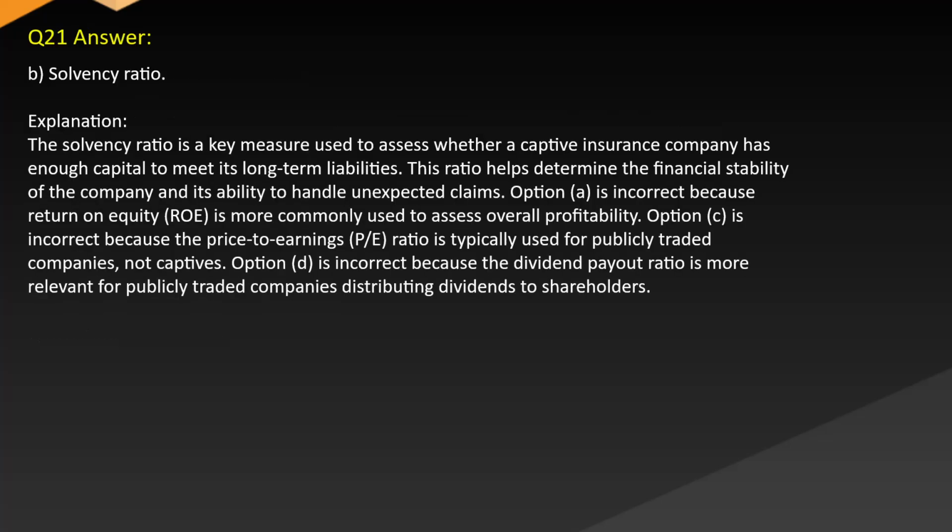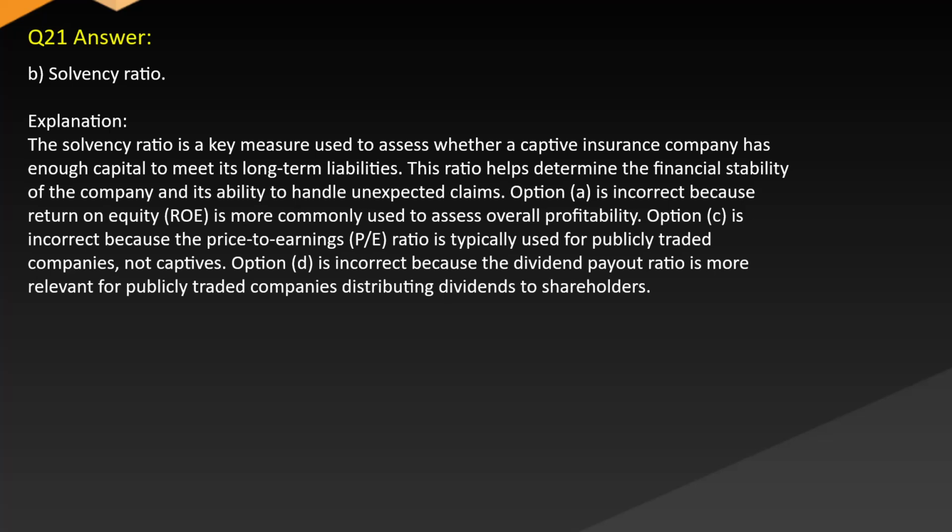Answer: B. Solvency ratio. Explanation: The solvency ratio is a key measure used to assess whether a captive insurance company has enough capital to meet its long-term liabilities. This ratio helps determine the financial stability of the company and its ability to handle unexpected claims.